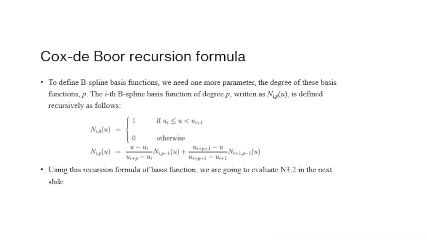For example, if we have four knots u0, u1, u2, u3, and knot spans 0, 1, 2, the basis functions of degree 0 are: N0,0 is 1 if it is in the range 0 to 1, and 0 if it is anywhere other than 0 to 1. So this formula is pretty easy to understand.